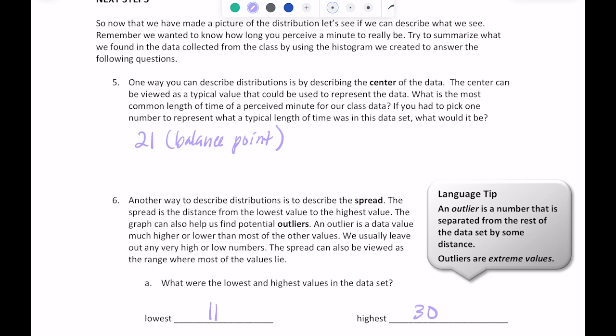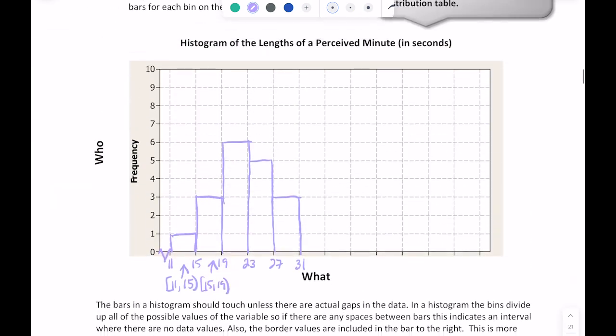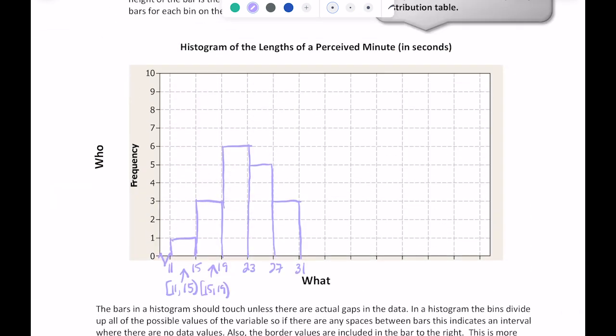The range of the number of seconds that people thought was a minute spread from 11 seconds to 30 seconds. And the distribution appears to be, if you said bell-shaped, that would be pretty bell-shaped, right? And we would also call it unimodal.